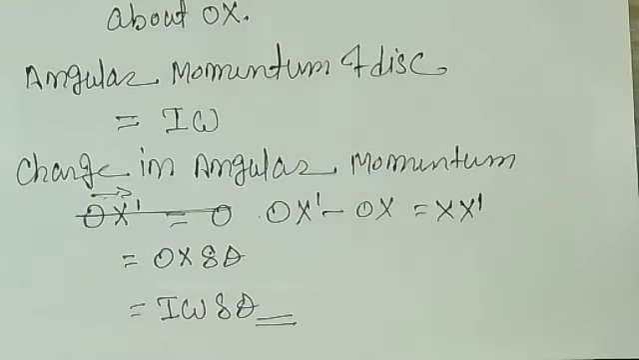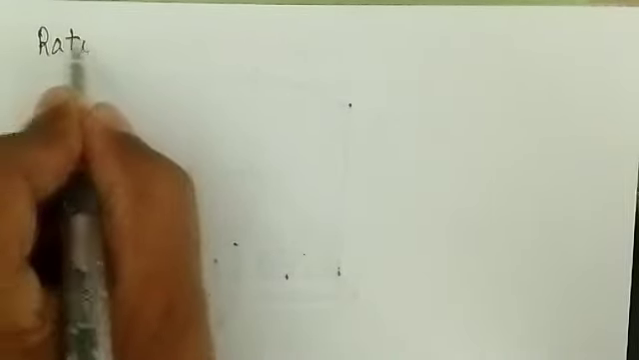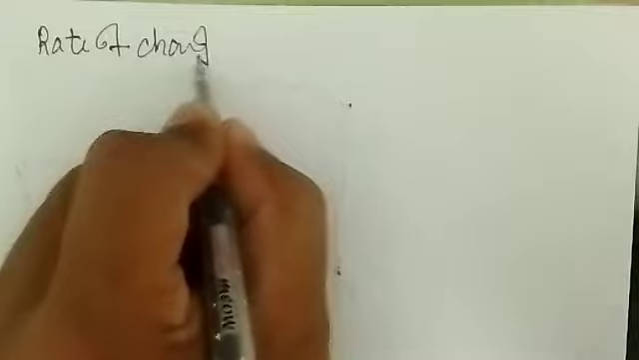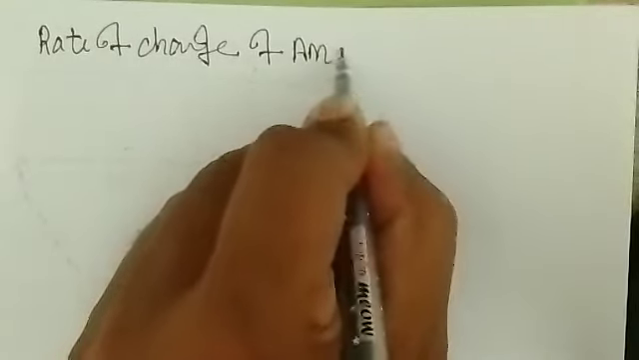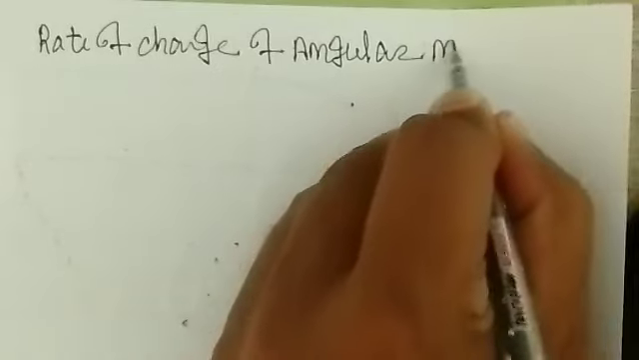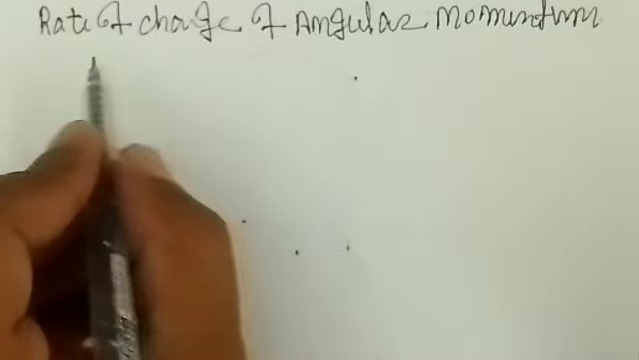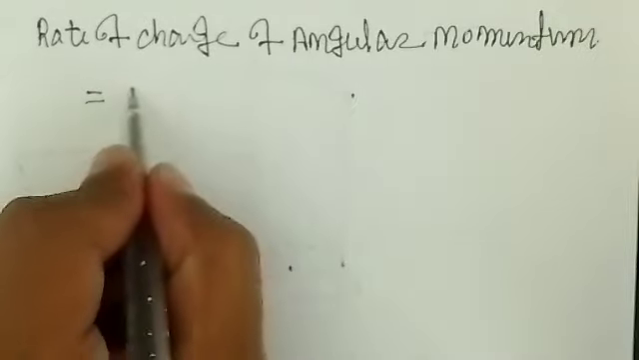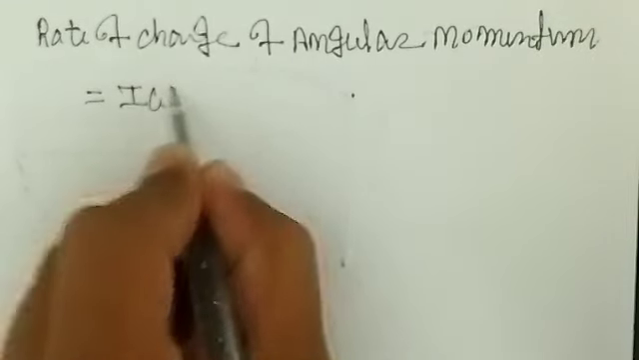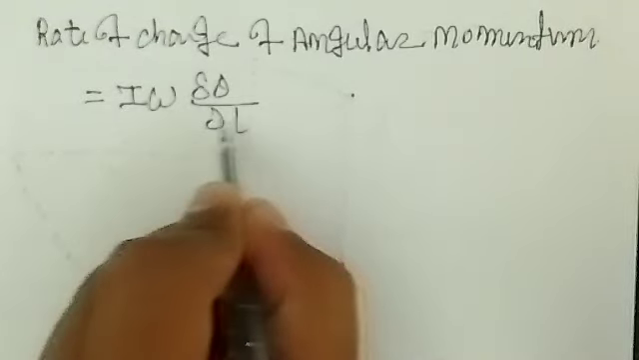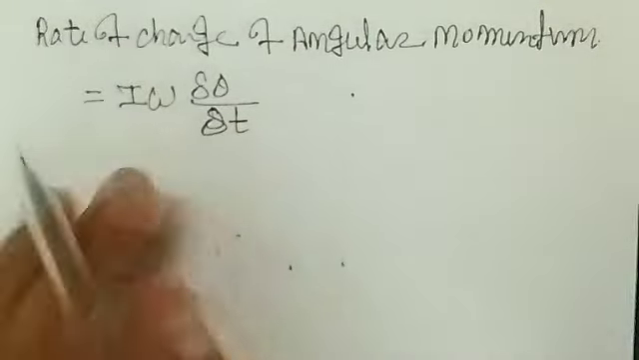Now what we need to do, we have to find out the rate of change of angular momentum, right? So rate of change of angular momentum is what? Whatever the angular momentum we got, we just differentiate with respect to time. So it is nothing but I omega delta theta by delta t. This is the rate of change of angular momentum.